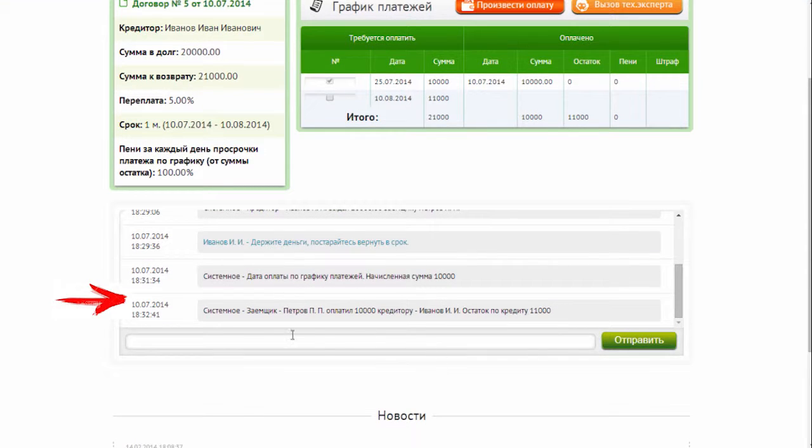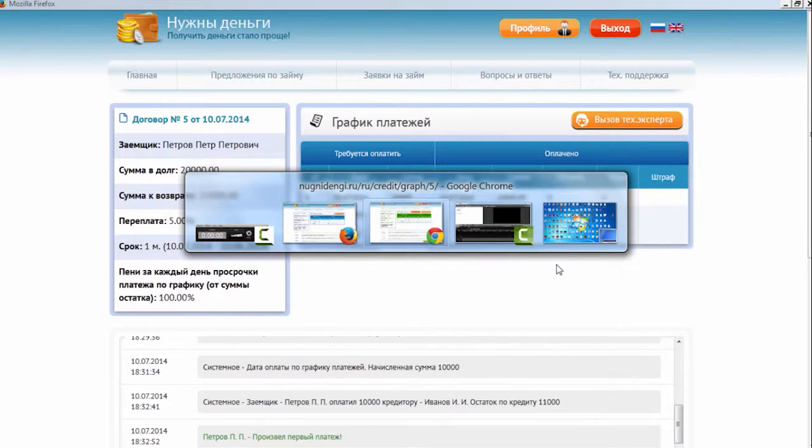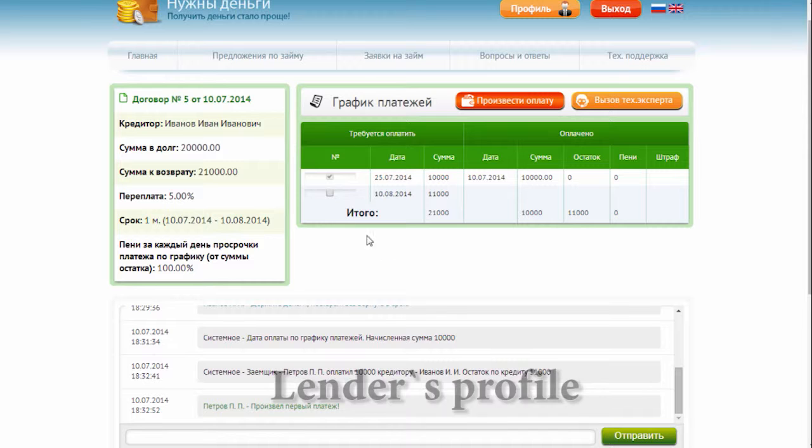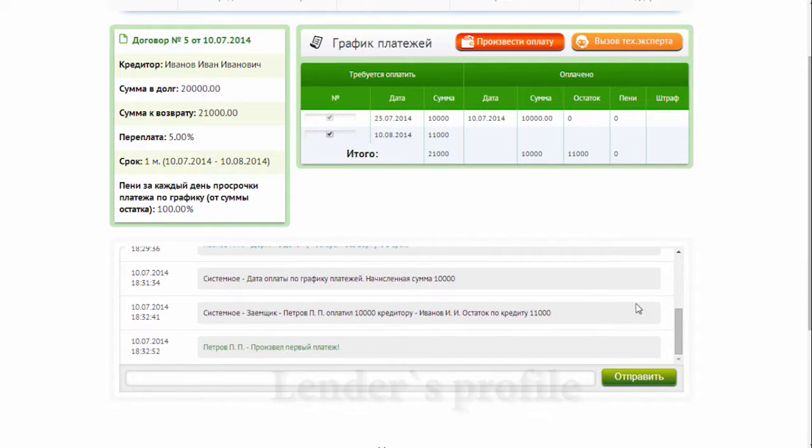When we wait for the message to appear that the borrower effected the payment, we can write a message to the lender. We check the payment at the borrower's. It is all correct. Now let us effect the remaining amount of payment to be made by the borrower, and we will see what comes next.